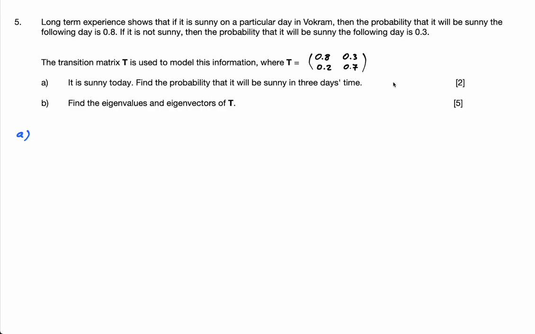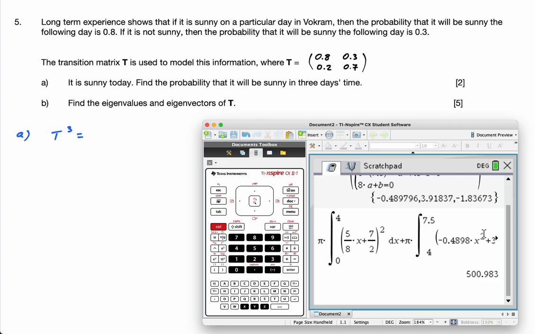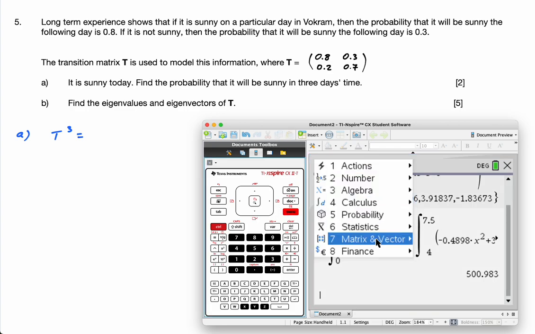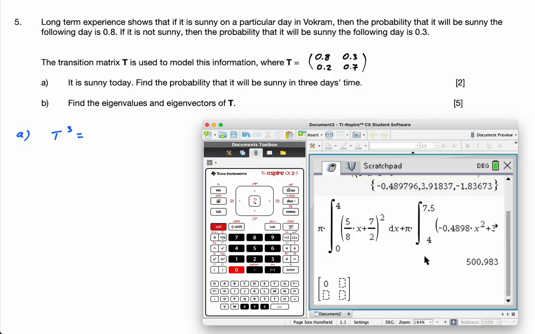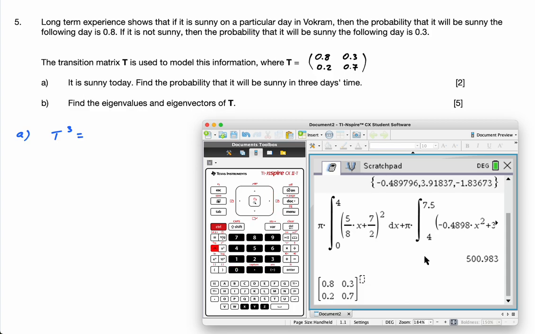Now you could draw a tree diagram, do sunny, not sunny, sunny, not sunny, and there'll be lots of combinations, and you could work out the probability that way. But the nice thing about these transition matrices is you don't need to do all that. You can just do T cubed. So T cubed, let me create the matrix. Create matrix 2 by 2. Let's put in 0.8, 0.3, 0.2, and 0.7. And I'm going to do this to the power of 3.